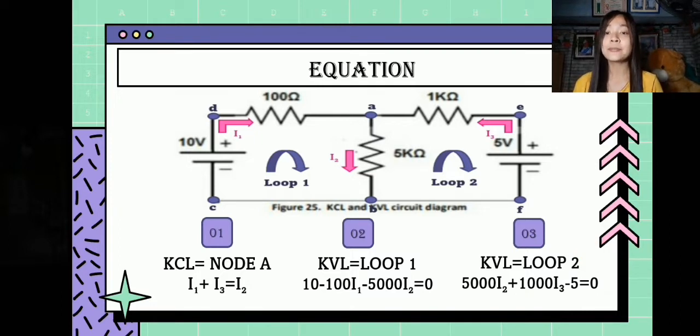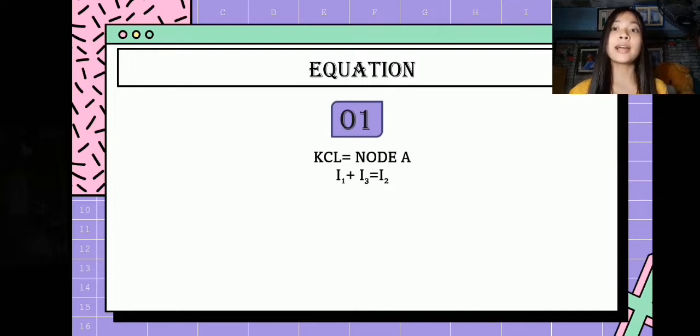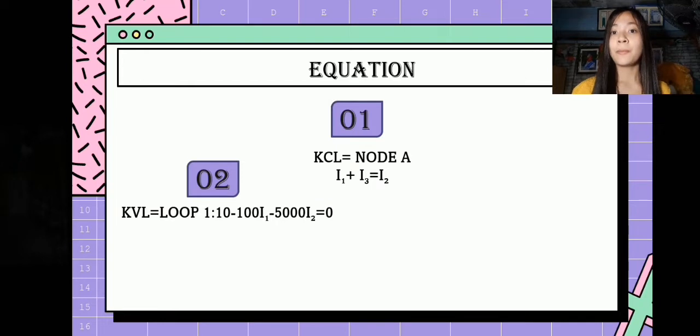So now, let's proceed to the next step. The next thing we will do here is we will use KCL node A in the KVLs because when we add I1 to I3, it is equal to I2. So all the I2 in KVL will be replaced by I1 and I3. So first, let's do the KVL loop 1. 10 minus 100 I1 minus 5,000 I2 is equal to 0. So let's just replace I2 with I1 plus I3 and it will be 10 minus 100 I1 minus 5,000 parenthesis I1 plus I3 is equal to 0.